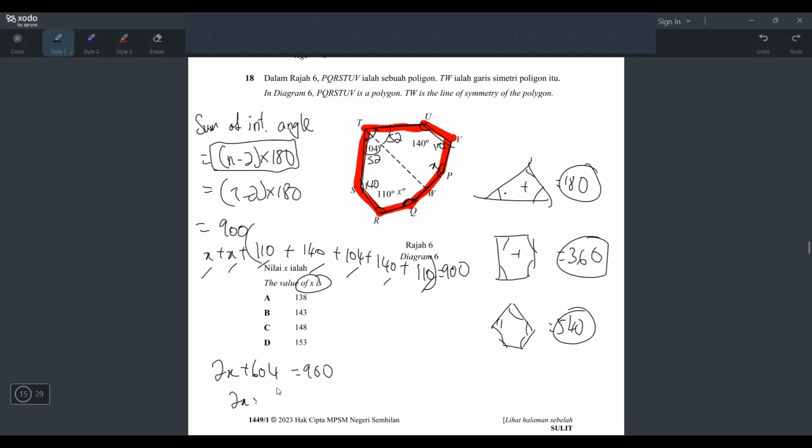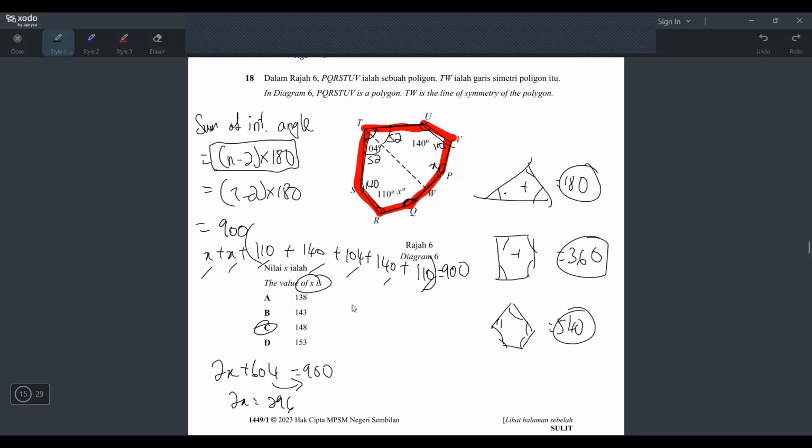So now you can find x, just move the 604. Plus becomes minus. So 900 minus 604 is 296, and then divide by 2, please. So my calculator gives me 148. So the answer is C. Okay, so I hope you understand how to find it.